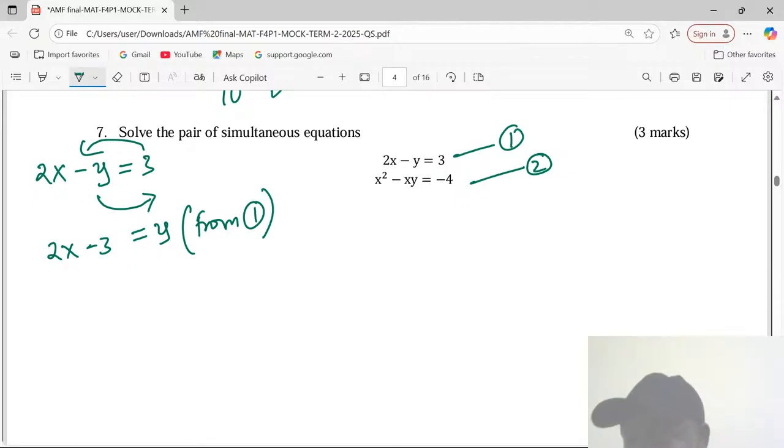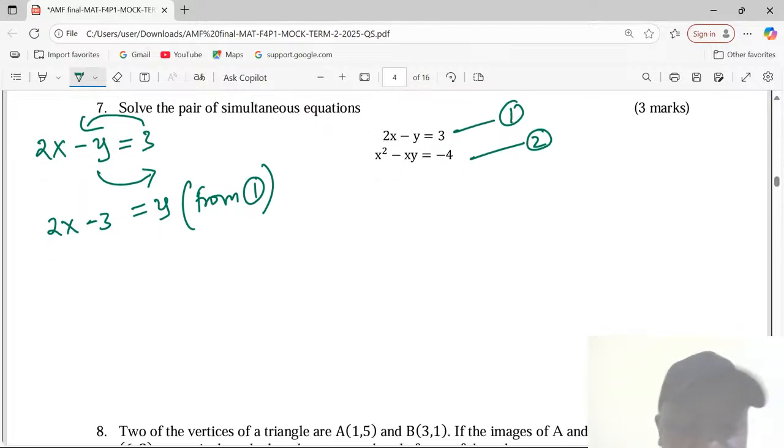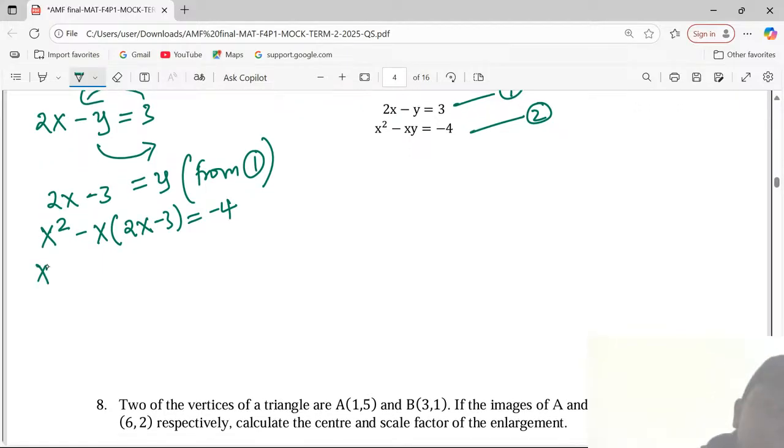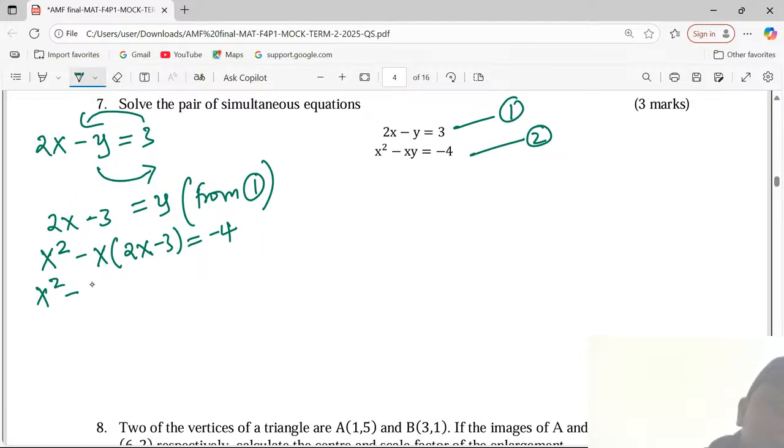So I'm now going to rewrite equation 2. Observe this one keenly. I'm rewriting equation 2, but now instead of y, I will substitute it with 2x minus 3. Therefore, equation 2 becomes x squared minus x times (2x minus 3), then this is equal to negative 4. x squared minus 2x squared, then positive 3x equals negative 4.